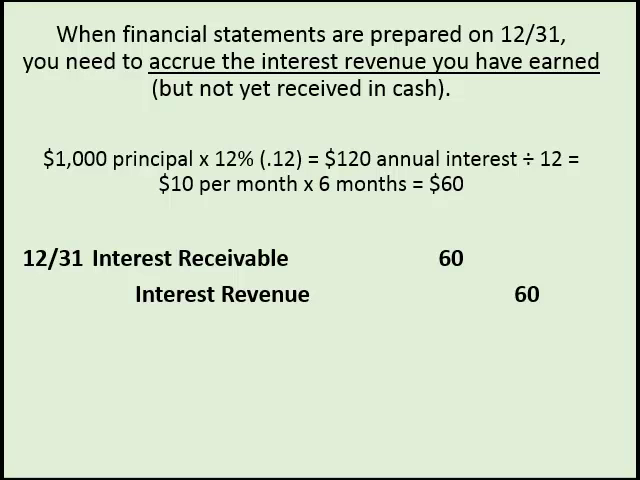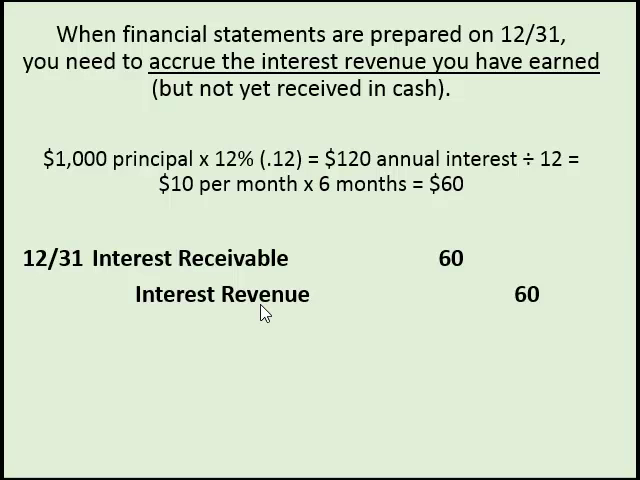We need to accrue the interest revenue that has been earned since we loaned the money on July 1 and interest has been accruing on that note, which we have earned, but we're not going to actually get that interest until the note is repaid next year. So we need to prepare an entry to accrue the revenue that we've earned, but we have not yet received. So the entry will be a debit to interest receivable and a credit to interest revenue.